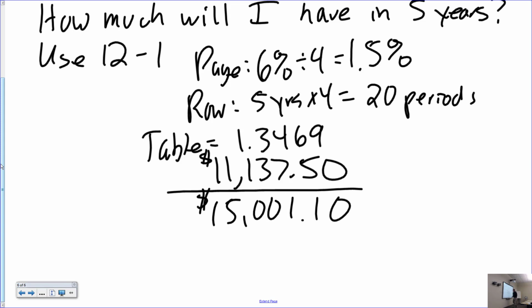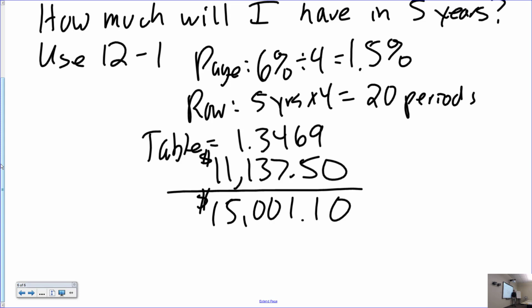$15,001.10. And why does that number make sense, based on the problem we did right before this one? What did we do right before this problem? We went backwards. And what did we decide when we went backwards? That this was the amount of money we needed to invest so that in 5 years we would have $15,000. And what did we just prove? That it's true, that it works.